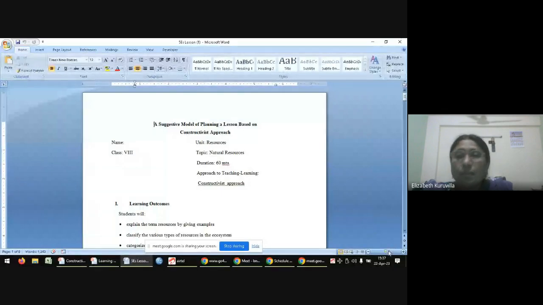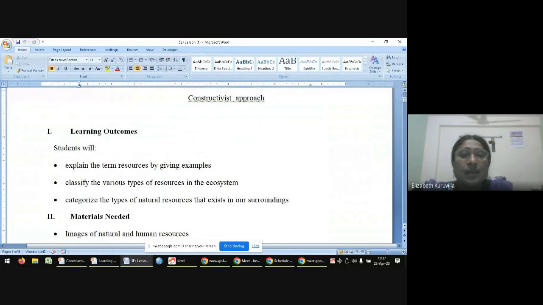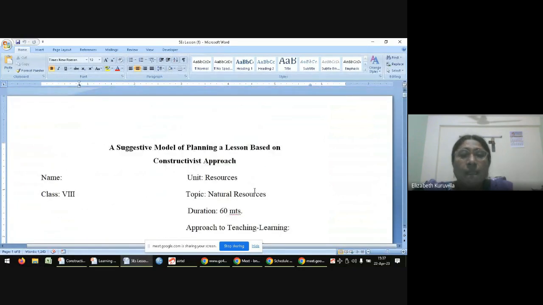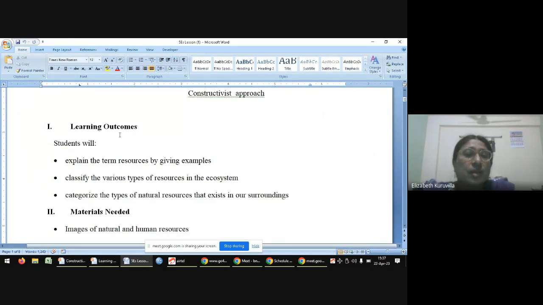So this is a suggestive model of lesson plan, a lesson based on constructivist approach. What is given here? The unit is resources, class 8, topic is natural resources, duration 60 minutes, approach to teaching and learning, that is constructivist approach. Learning outcomes: students will explain the term resources by giving examples. Nowadays, instead of learning objectives, we are using learning outcomes.